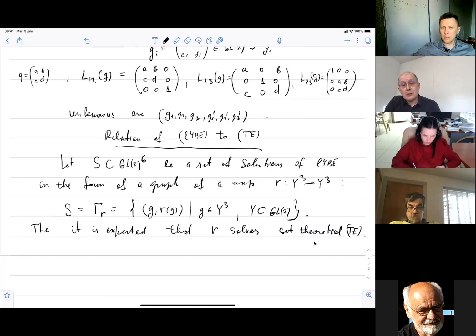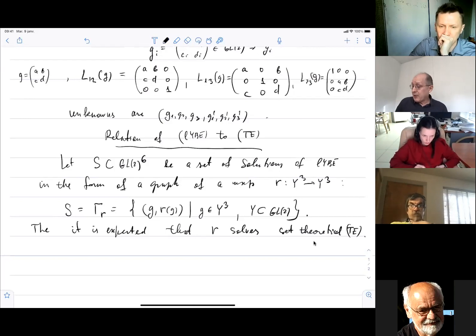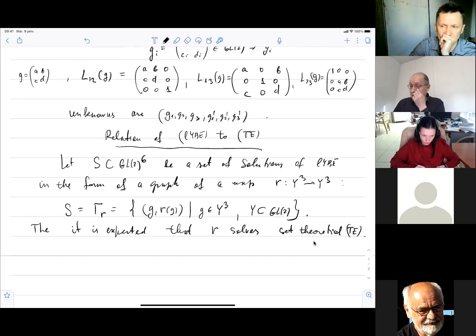Uniqueness. No. Here, no. I don't specify. I don't talk about uniqueness. Even I don't claim that R will be a solution of the tetrahedron equation. Just what I say is that if we find such a set of solutions, then we can hope, we can expect that it will be a solution. But for the moment, I don't talk about uniqueness.